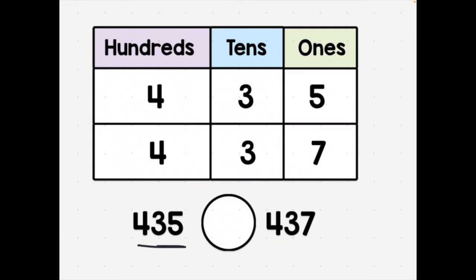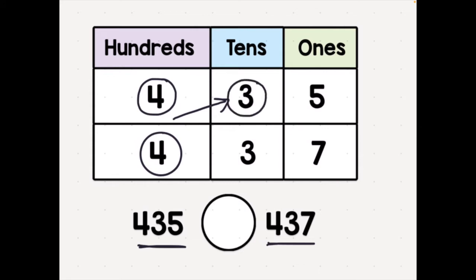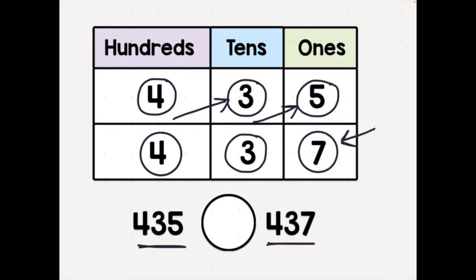Here we have 435 and 437. Okay, I'm going to compare them. I have 400s and 400s. 400 and 400 is the same, so I'm moving over here to the tens section. 3 tens is 30, 3 tens is 30. Those are also both the same, so I'm going to move over here to the ones side. I have 5 ones and 7 ones. 7 ones is much larger than 5 ones. So I know that 435 is less than 437.